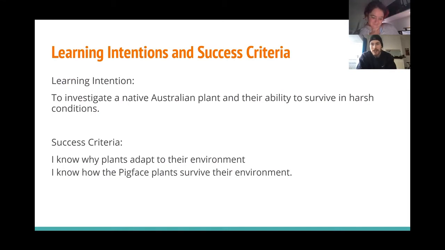So the learning intention for our lesson plan is to investigate a native Australian plant and the ability to survive in harsh conditions.